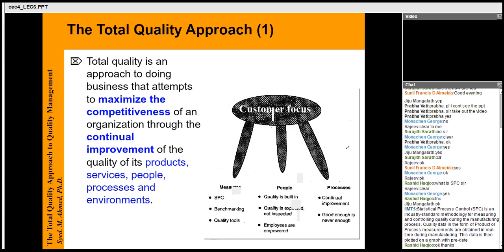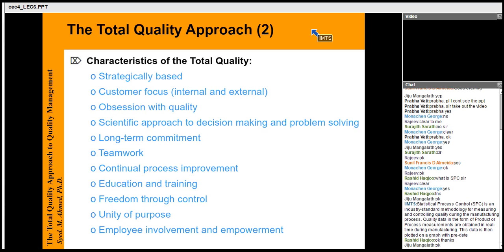Okay, now moving ahead. So what are the characteristics of total quality? It's strategically based, customer focus, that means internal customer as well as external, obsession with quality, scientific approach to decision making and problem solving, long-term commitment, teamwork, continual process improvement, education and training, freedom through control, unity of purpose, employee involvement and empowerment. That is the total quality approach.